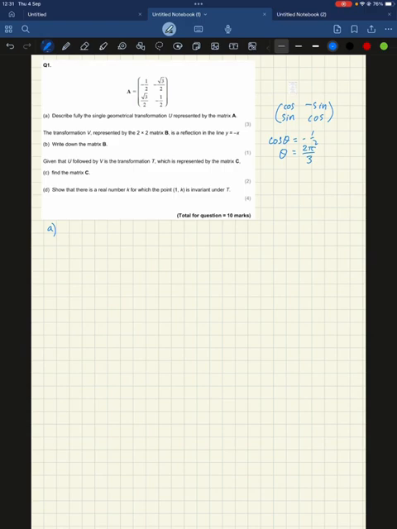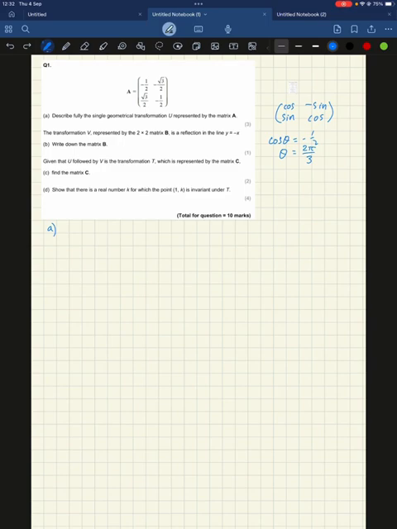And we'll just check it for sine theta, so let's put 2 pi by 3 into minus sine theta, so minus sine of 2 pi by 3, and that should be minus root 3 over 2, and yep, that's minus root 3 over 2. So theta is 2 pi by 3. So describe fully the single geometrical transformation, 3 marks.